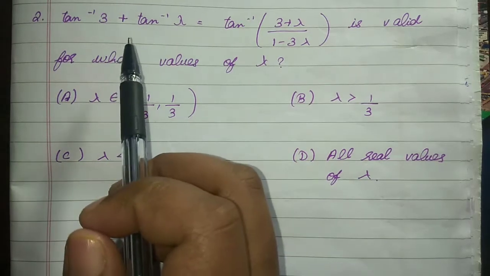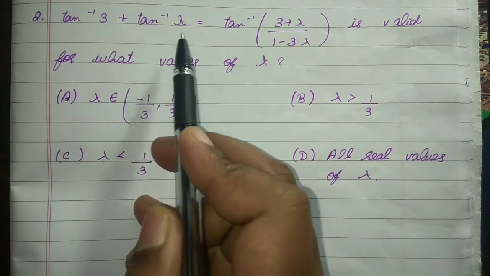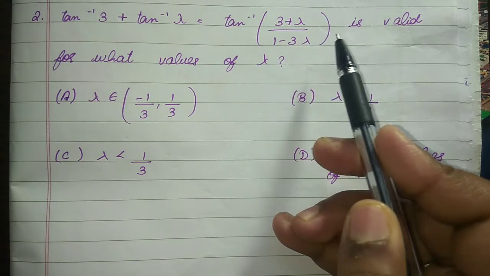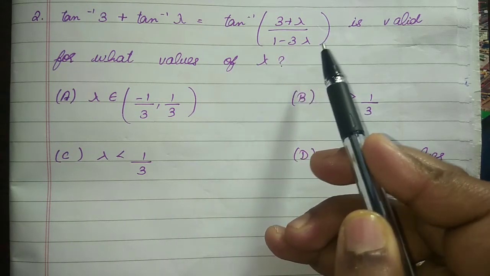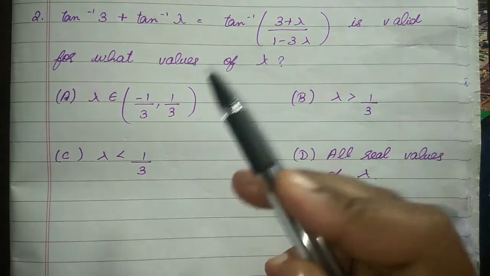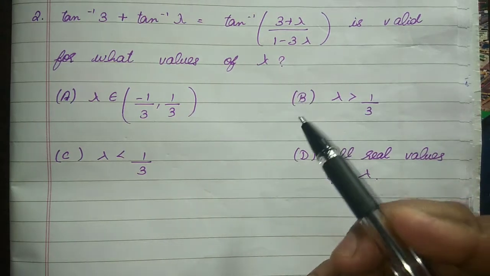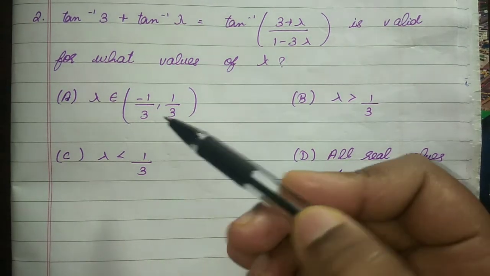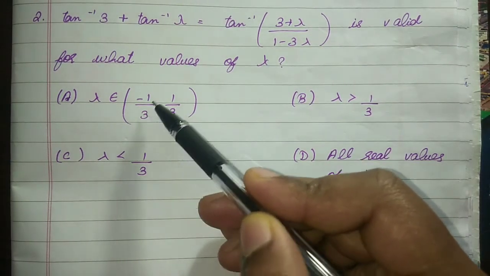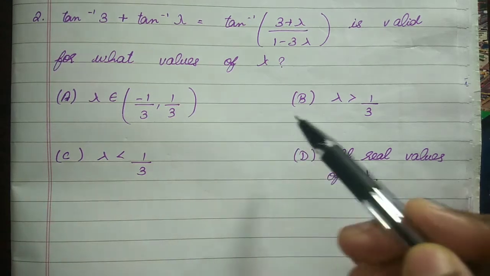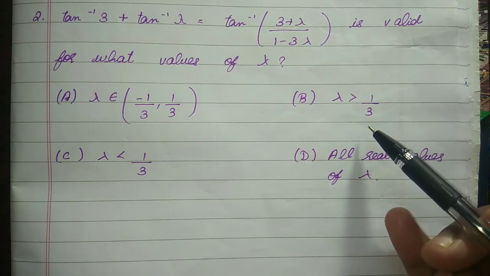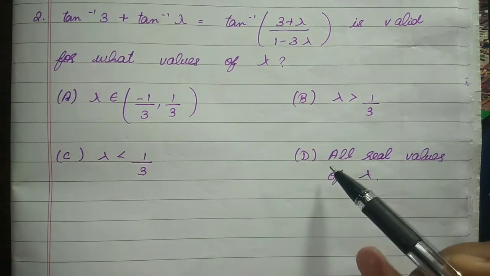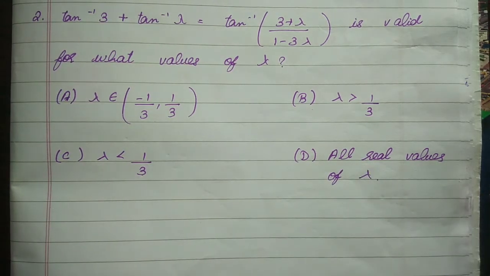Question 2. Tan inverse of 3 plus tan inverse of lambda is equal to tan inverse of 3 plus lambda divided by 1 minus 3 lambda is valid for what values of lambda? Option A, lambda belonging to the open interval minus 1 by 3 comma 1 by 3. Option B, lambda greater than 1 by 3. Option C, lambda lesser than 1 by 3. Option D, all real values of lambda.